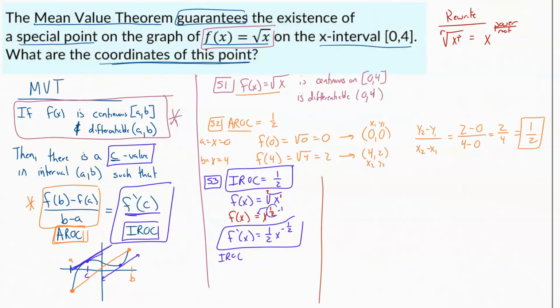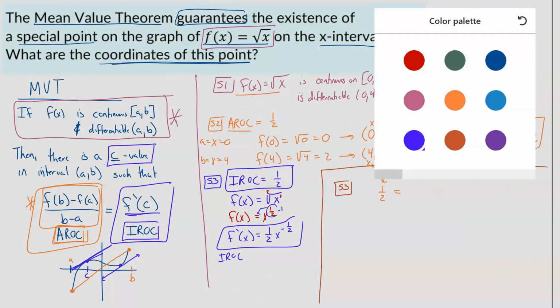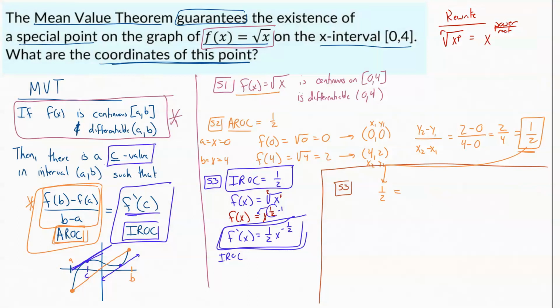Then from there, what you're going to do for step 3 is take those two bits of information, set them equal to each other, and find your x value. So you know your average rate of change, 1/2, has to equal your instantaneous rate of change. And where that happens, that's our magic C value that's going to live somewhere between 0 and 4.